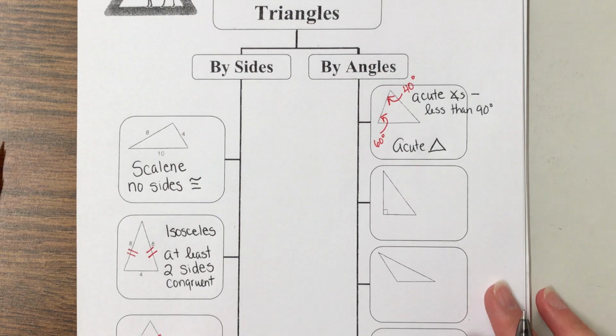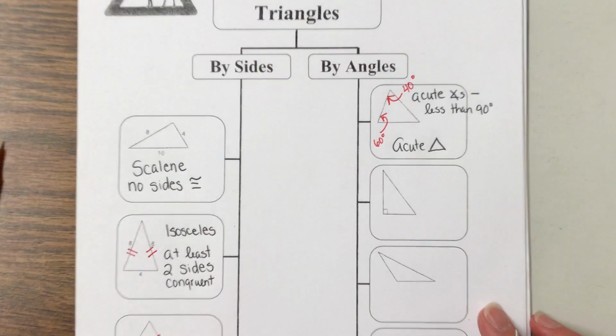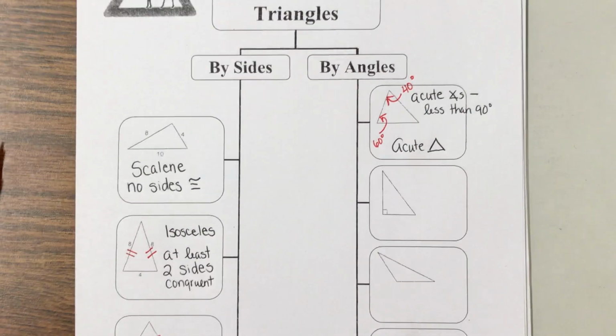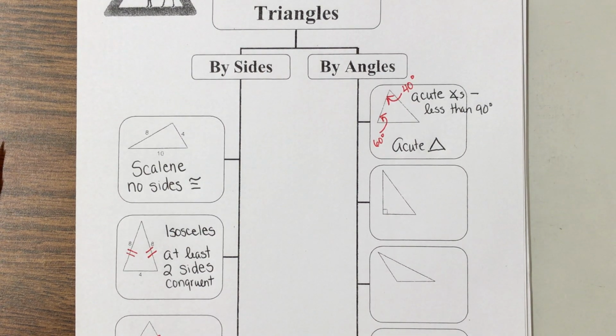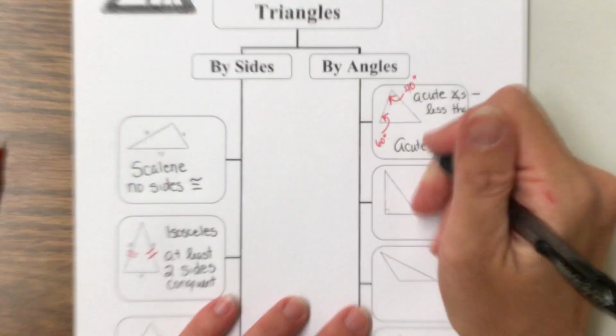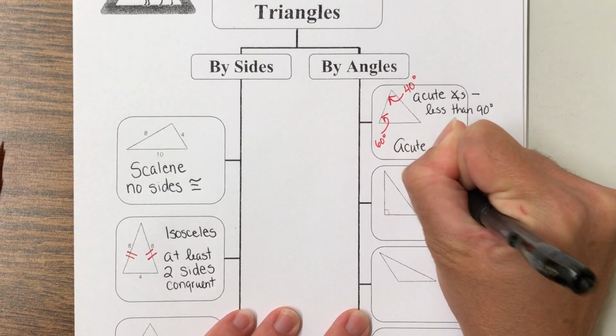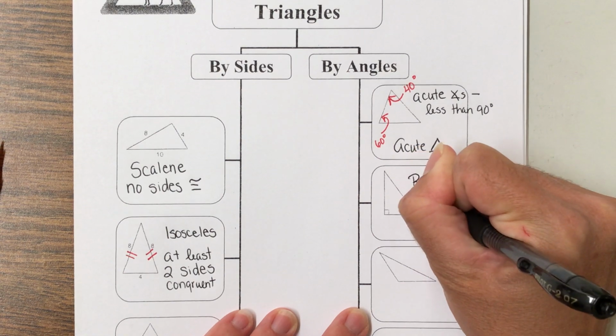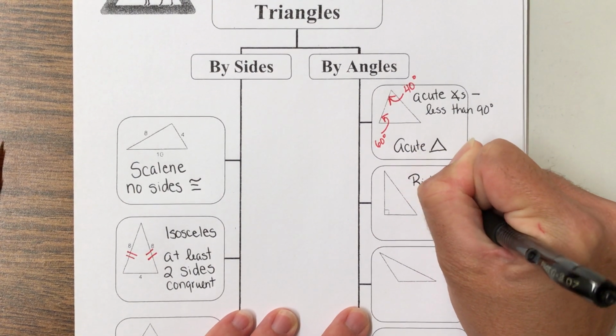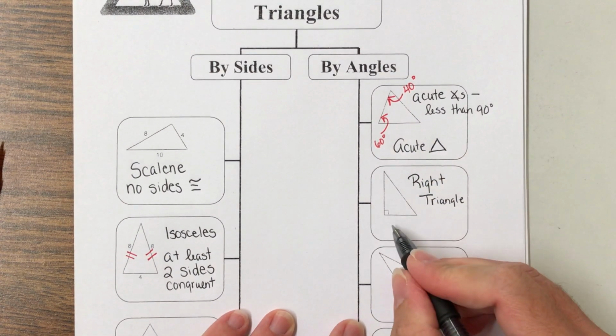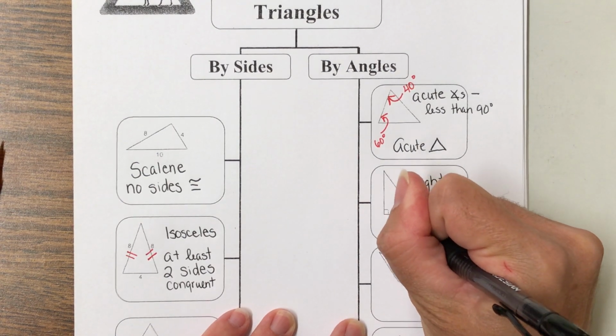Okay, in our next picture, notice how we've got one right angle. Anytime we got a triangle with one right angle, which by the way, triangles, if they're going to have a right angle, will only have one, then this is known as a right triangle. Because we have the one right angle.